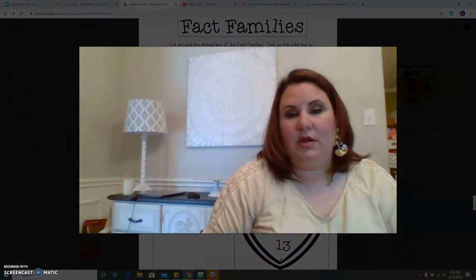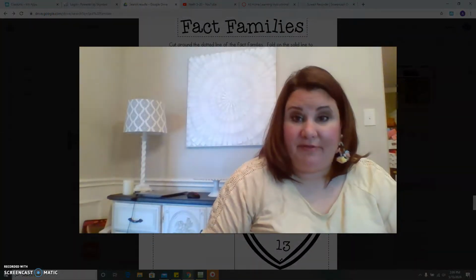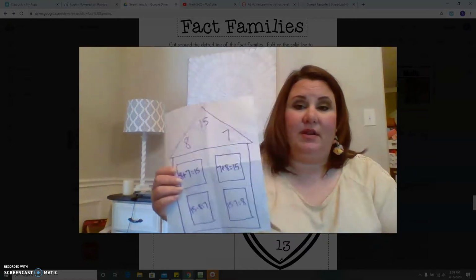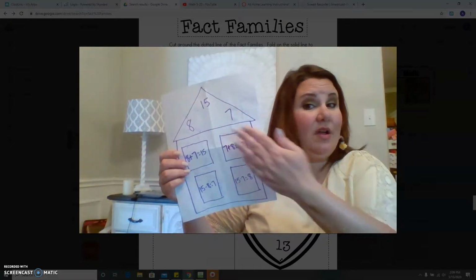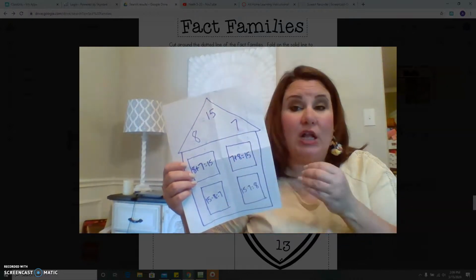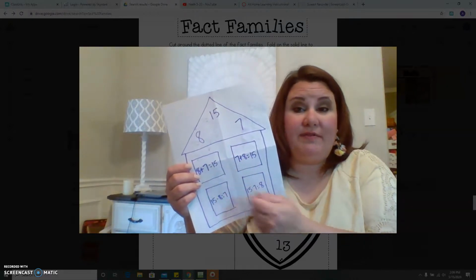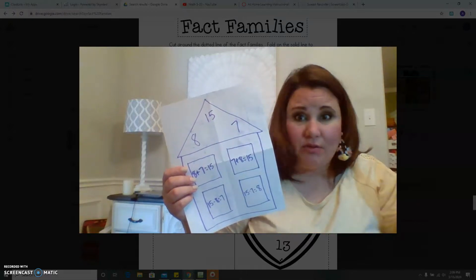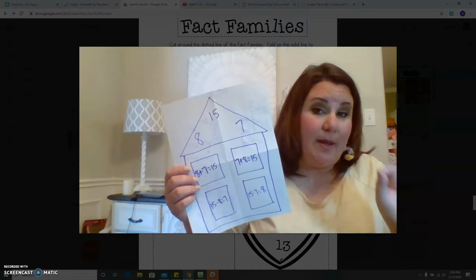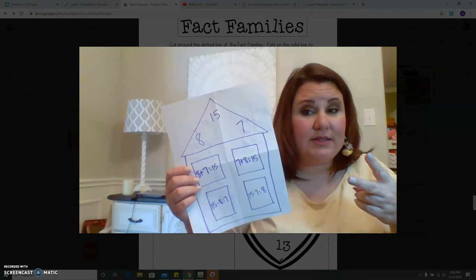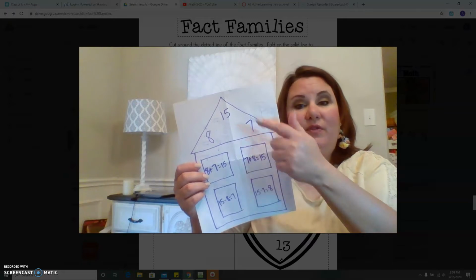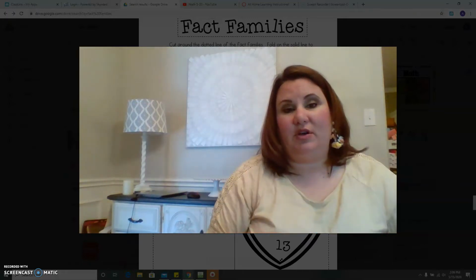So good luck. Have fun if you want to. Now, I didn't have time to do it because I was teaching y'all. If you want to, you could color your house, decorate your house. You could use different colors for each part of the fact family. You could make it your own. Make it look however you want it to look. Just make sure your numbers are not backwards. They have to be the right way, and make sure that you've used the only numbers that you're supposed to use in your fact family.